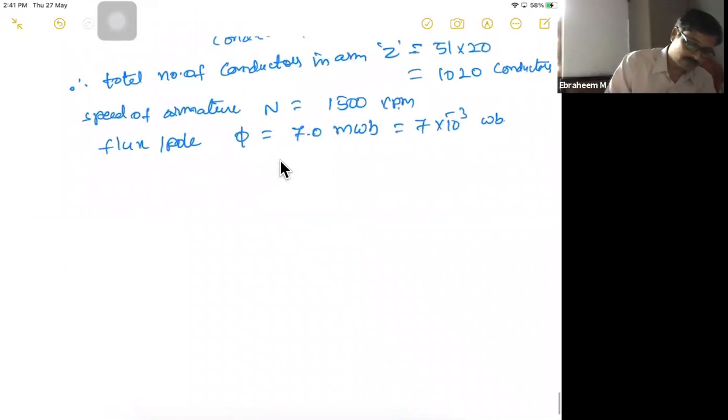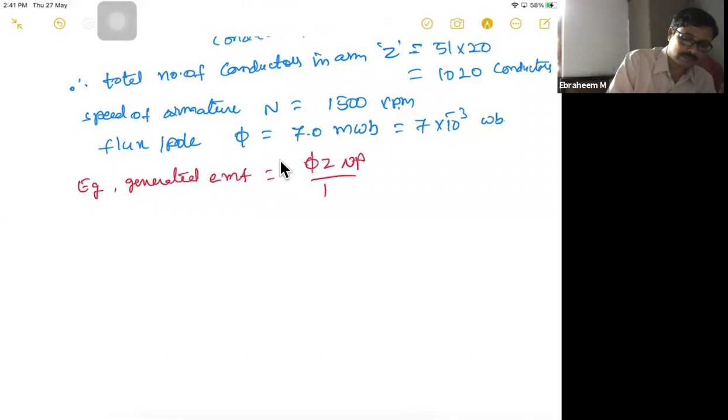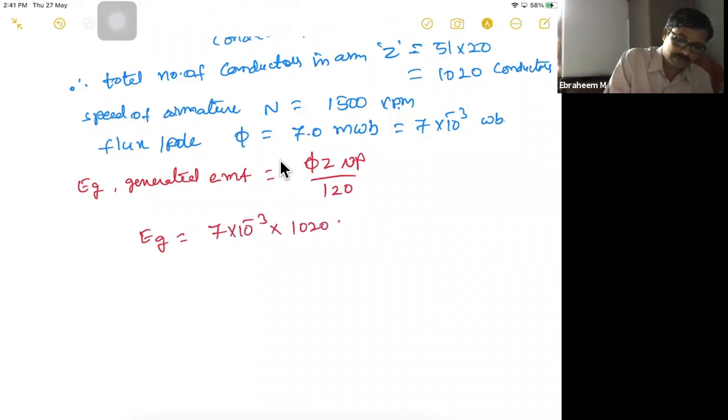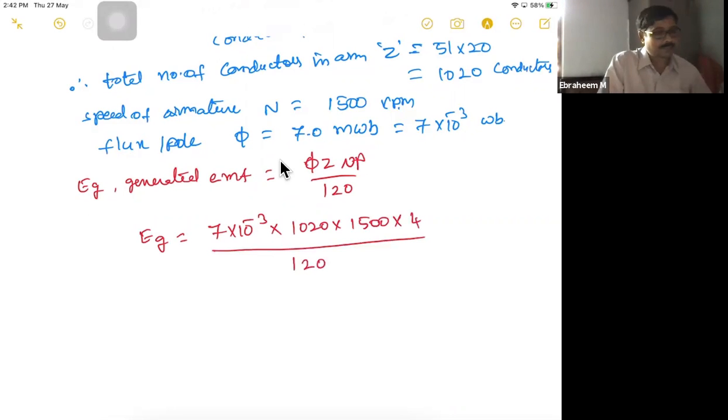Okay, so we can do it easily. Eg, the generated EMF, is equal to phi ZNP by 120, right? So how much is it? Phi is 7 into 10 power minus 3, Z is 1020, N is 1500, P is 4, divided by 120.